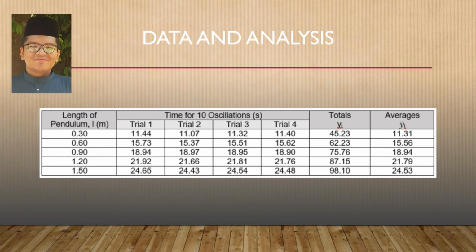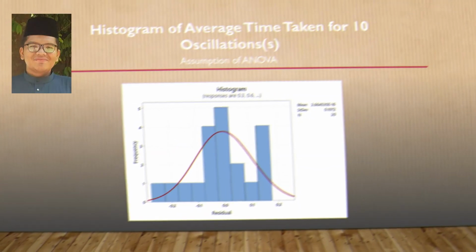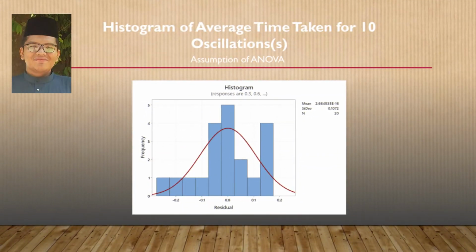Before we start with the ANOVA, we are going to check the assumptions of ANOVA: the shape of the distribution, the normality assumption, and the constant variance. For the first assumption, the shape of the distribution, we check using the histogram of average time taken for 10 oscillations. From the histogram, we can see that the assumption of the error is satisfied since it is a normal distribution.